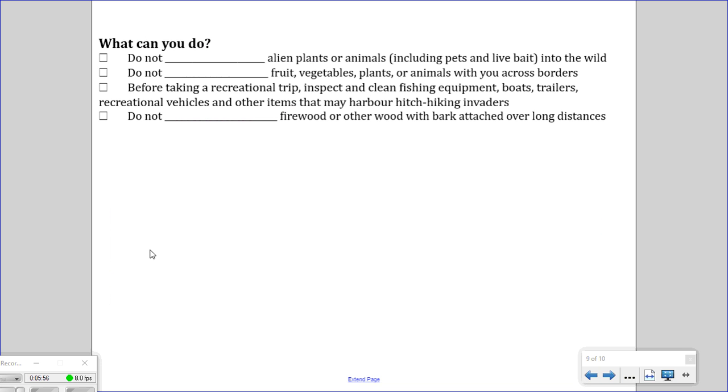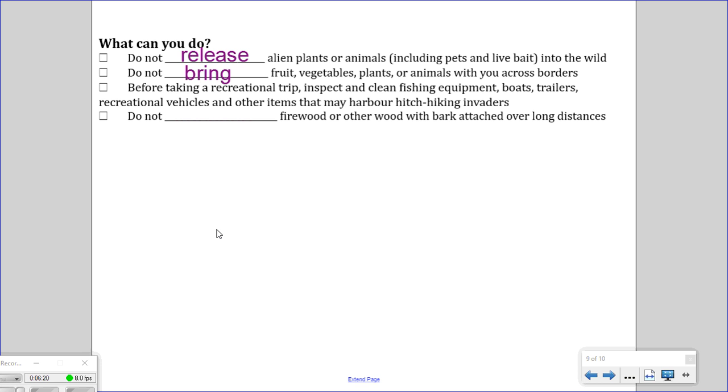So what can you do about invasive species? Do not release alien plants or animals, including pets and live bait, into the wild. So any animals that you have, you might think, oh yeah, I might just release it, but that animal could do potential damage. Do not bring fruits, vegetables, plants, or animals with you across borders.